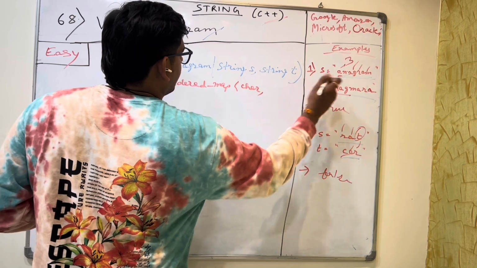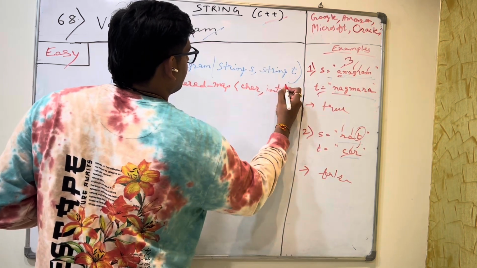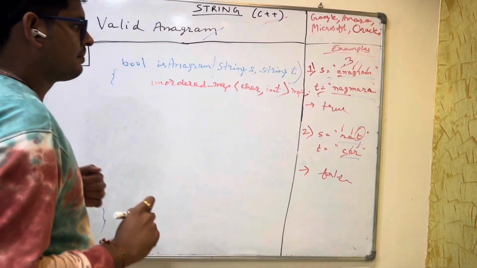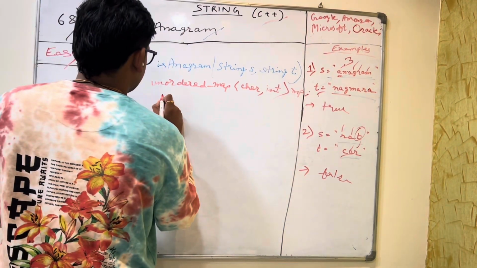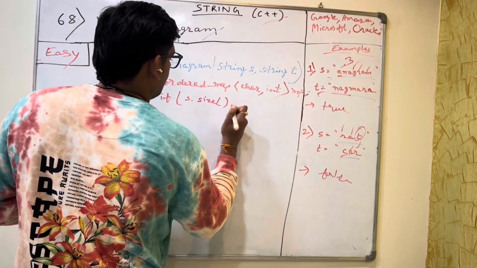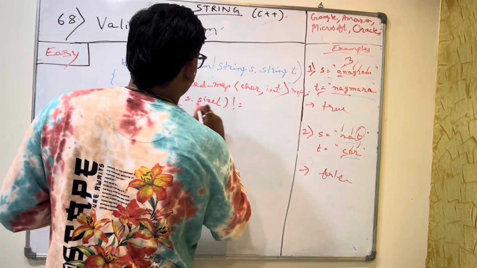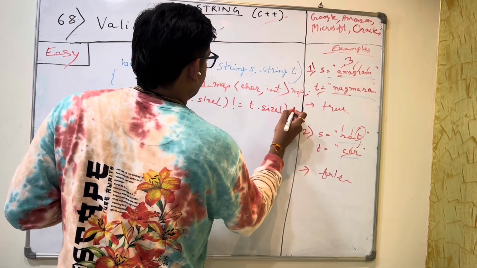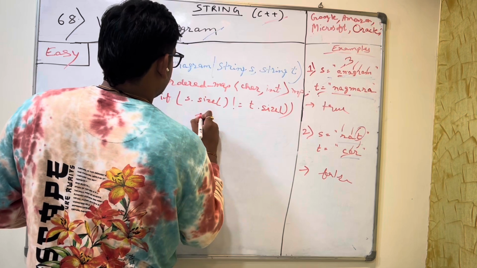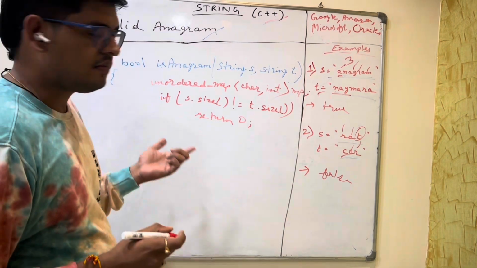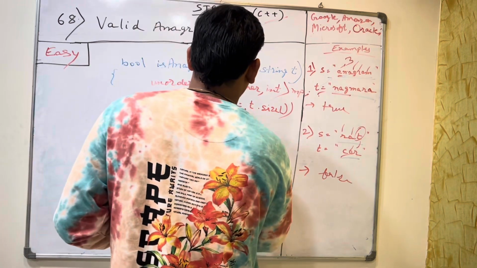Since we are storing a character and its frequency as an integer, we'll store it as a map, MP. Now, the first thing we'll check is: if the size of S is not equal to the size of T, that means T can never be an anagram of S, right? Then directly return 0. It is false. 0 or false, same thing, right?